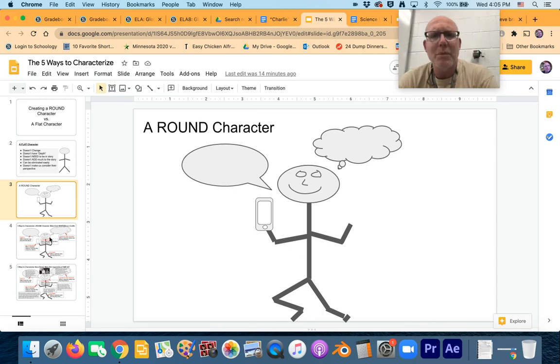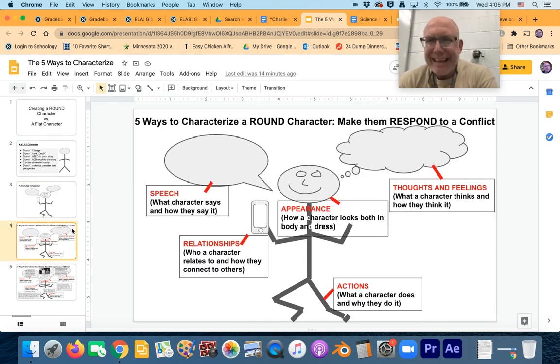The reason why we do that is a round character, make them respond to a conflict, and then stuff starts to happen. For instance, speech. A character will always say things in some way, and how they say it is really important. For instance, if my character's from the South, I might have a Southern drawl, right? My language might show that. I might also be very, very proper and educated, and therefore I might use huge words like ebullient and effusive. So if I'm using big words, that tells you about who I am.